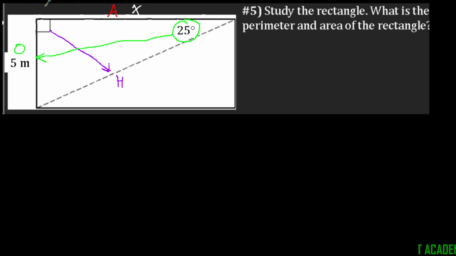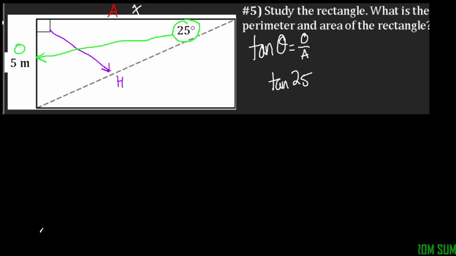So I'm going to say that side A is what we need to solve for. My two sides I'm going to use are opposite and adjacent, so that means I'm going to use tangents. I'm going to say tangent of theta equals opposite over adjacent. Tangent of 25 degrees, because that's my angle.